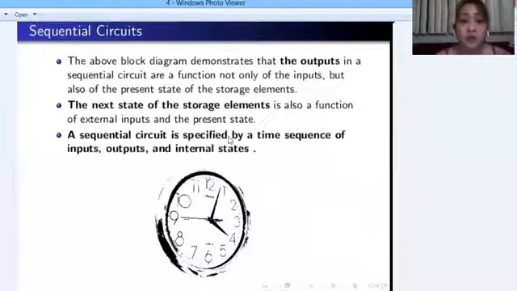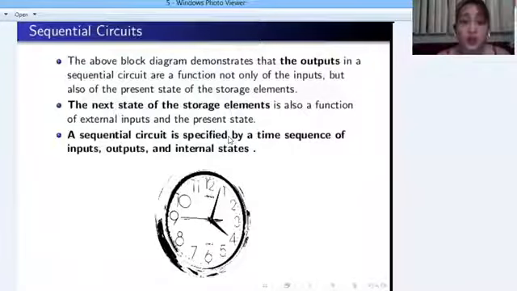The above block diagram demonstrates that the outputs in a sequential circuit are a function not only of the input but also of the present state of the storage elements. The next state of the storage elements is also a function of external inputs and the present state. A sequential circuit is specified by a time sequence of inputs, outputs, and internal states.